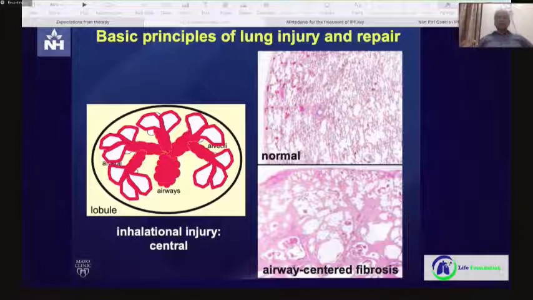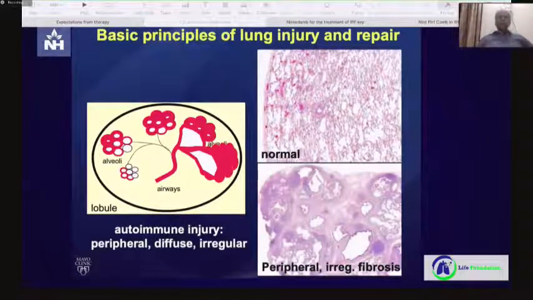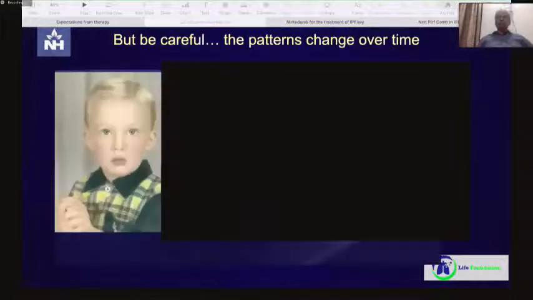So if you have inhalational injury, then obviously the distribution is to the center of the lobules, through the bronchi, and you get a center, airway-centered fibrosis, sparing more the periphery until late. Whereas if you have something which spreads through the blood, or we don't know how it spreads, for example, autoimmune injury, then you tend to see a more peripheral distribution, not an airway-centered distribution. It's more diffuse and it's very irregular. That's what you're seeing in the histopathology on the bottom right.